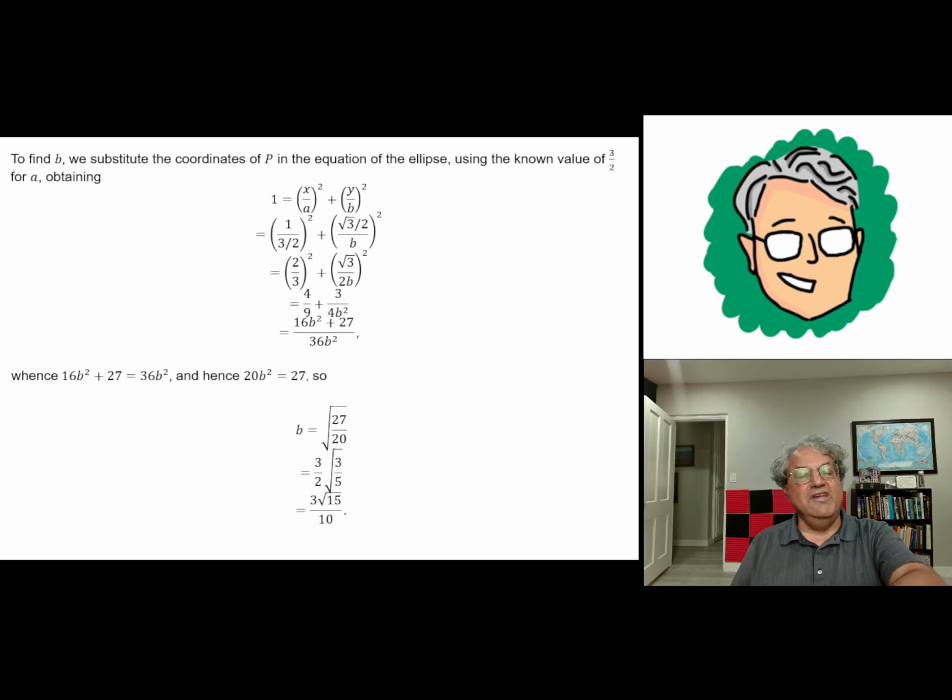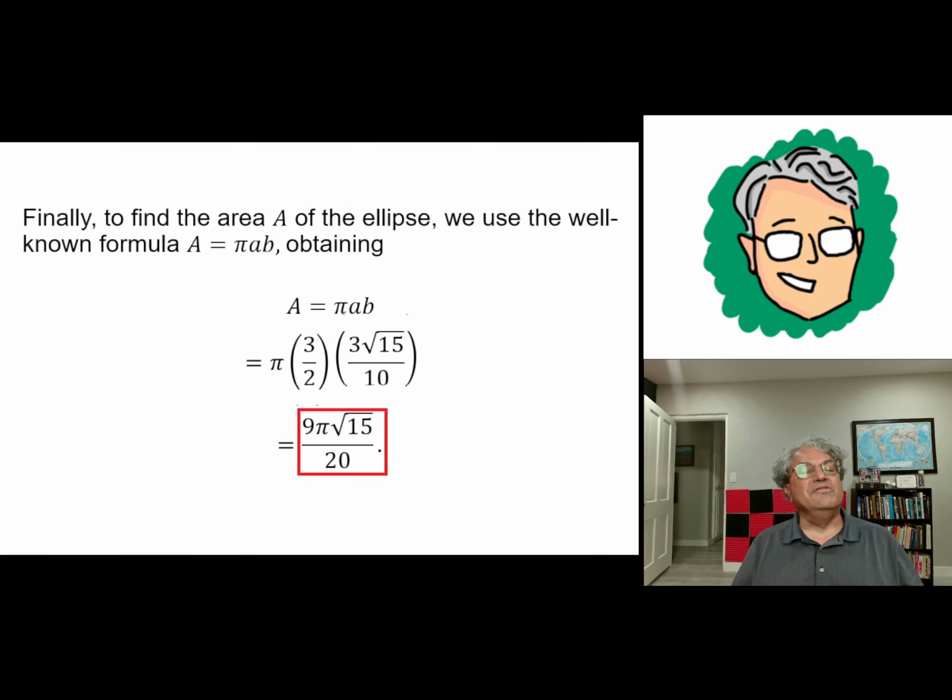And now we have both a and b. The last step, and this is larger print here, is just to solve for the area. We're using the formula for the area of an ellipse, pi times a times b. We already know a and b, so we multiply them together. And finally, the answer we get is 9 pi times the square root of 15 all over 20. That's the area of this ellipse. I didn't solve this numerically. Maybe I should have. But anyway, that's how you solve this problem.